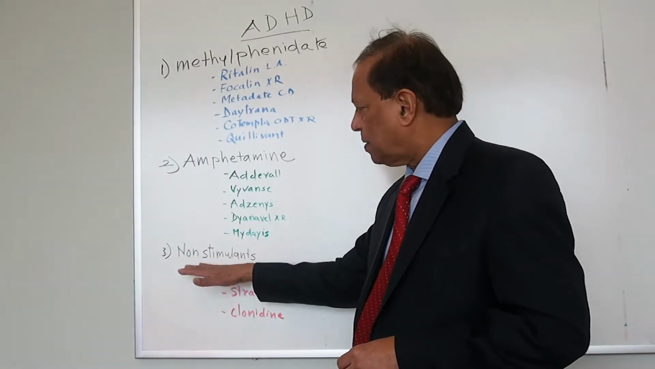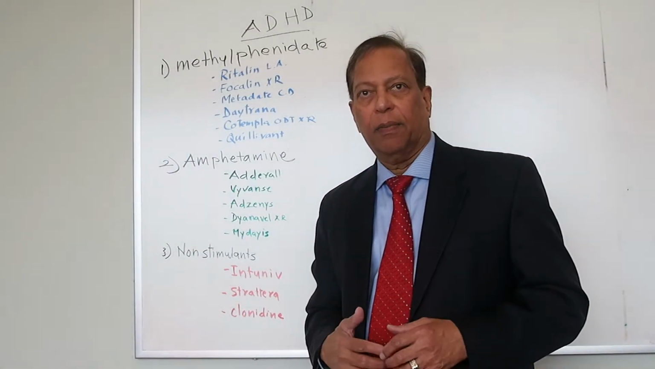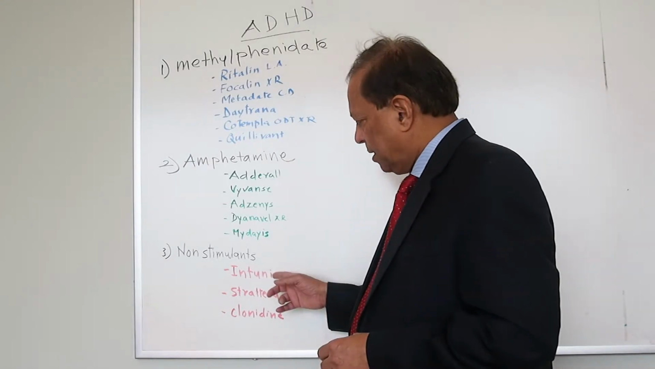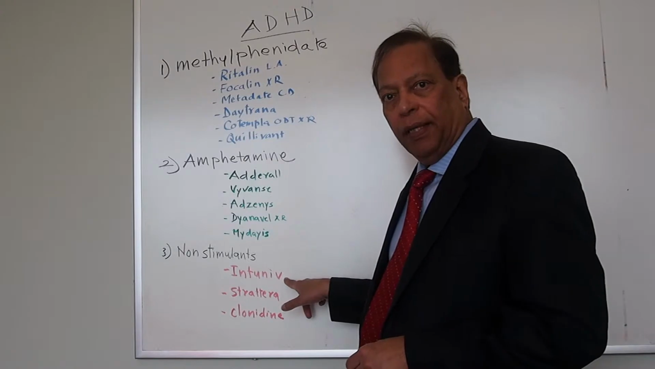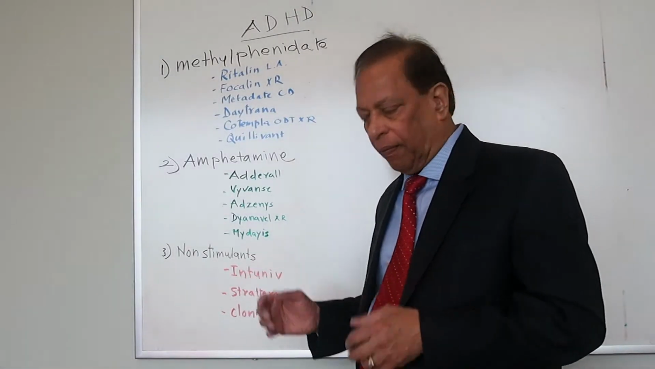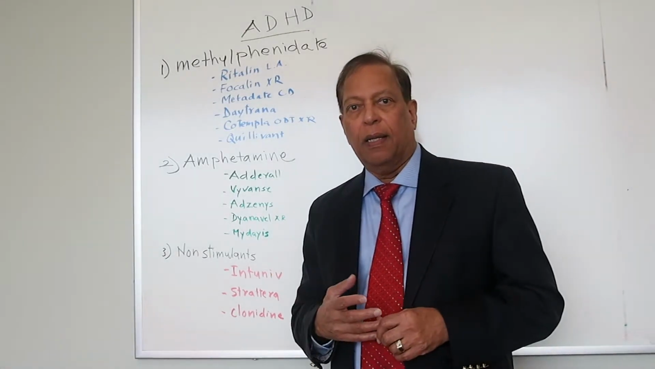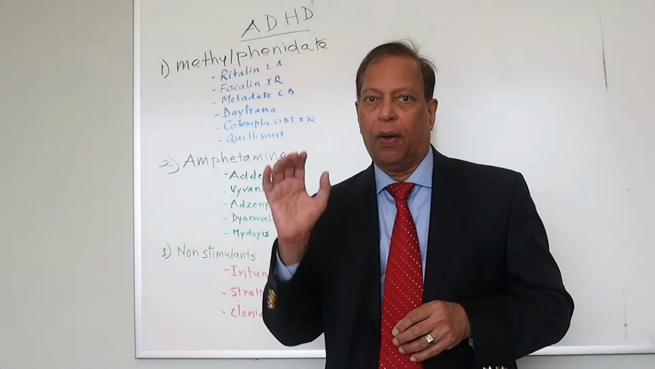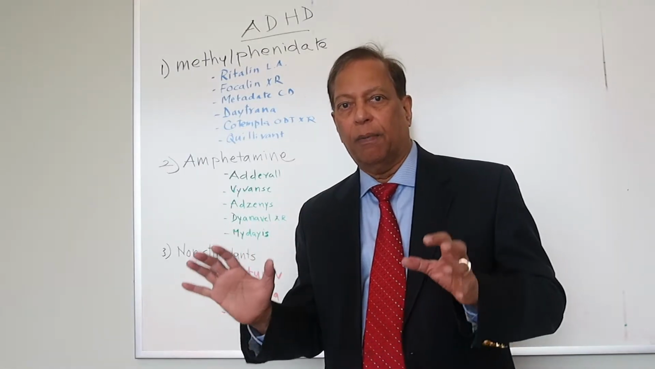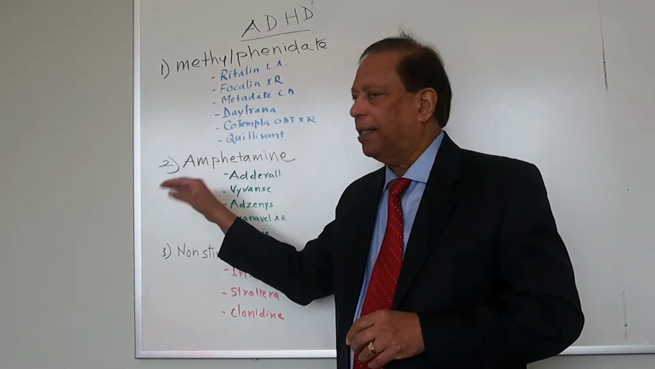And it's so nice to have something different, and that is non-stimulant medications. Now we have at least two which work quite well, and one is Intuniv, or guanfacine, and the other one is Strattera, which is atomoxetine. Now they do not work on dopamine. They work only on the norepinephrine brain chemical. So they are so different from what we have seen here.